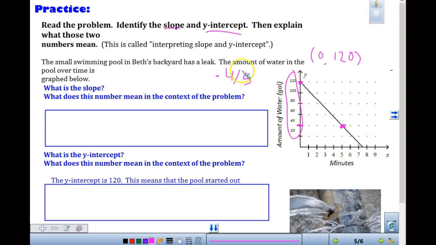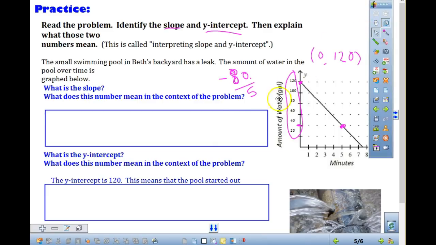So quick mental math, what's 120 minus 40? 80. So we've got a slope of negative 80. And then it went over, these tick marks are by 1, so we went over 5. Another quick mental math, what's negative 80 divided by 5? That was tricky. Close. Negative 16.